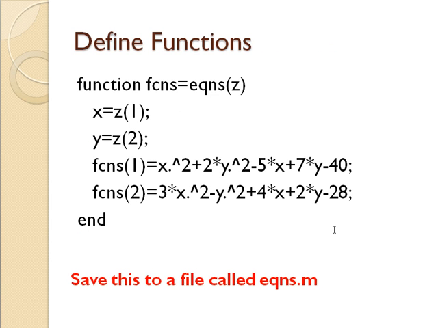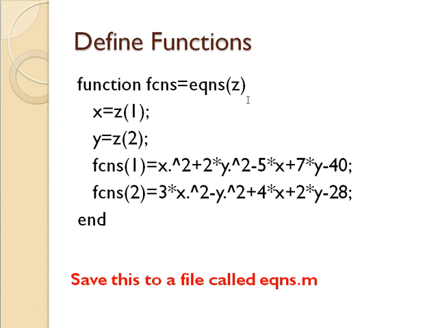So here's our main routine. We need to have this function, or a script, that returns the functions for a given value of x and y. So the first thing you'll notice here is that the only argument to the function is z. But z is a vector, and z contains a guess or a value of x and a value of y. And so we have to evaluate our two functions in terms of those x and y values.